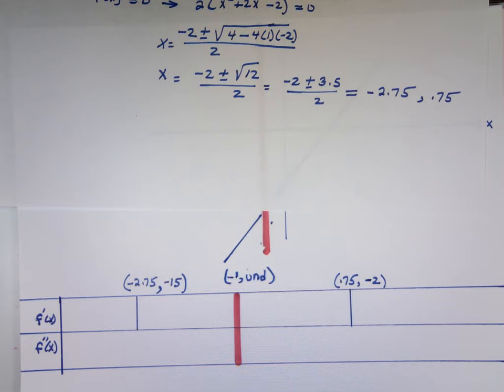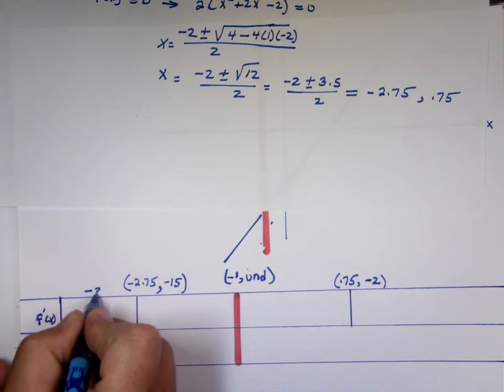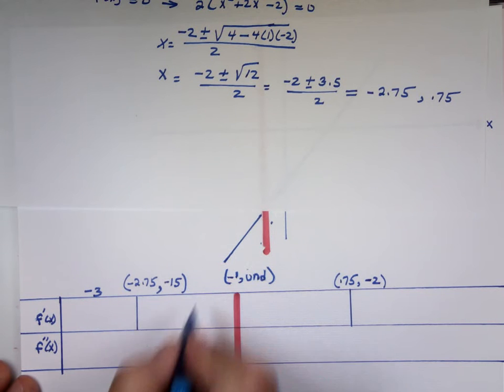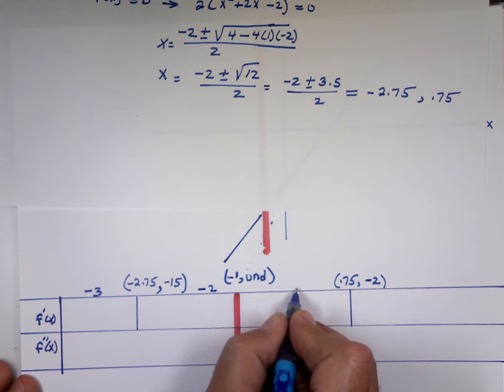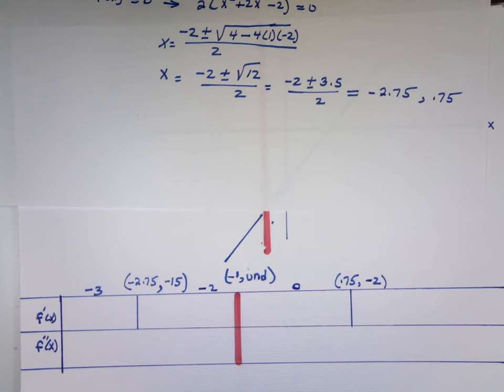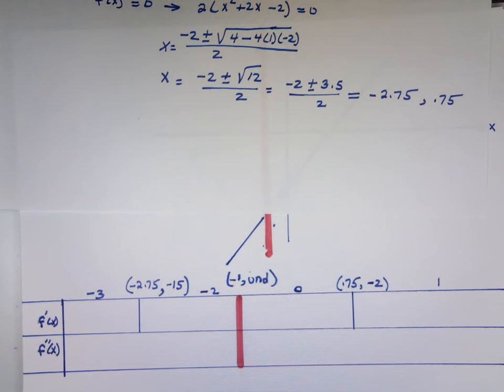Let's take a value less than negative 2.75. How about a negative 3? How about a negative 2? How about a 0.5? How about a 0? 0 is even better, right? Why kill myself? And how about a 1? What is it? 5, 7, 1. Yep. So I'm going to take a test point for each one of these and plug into the derivative in the bottom.